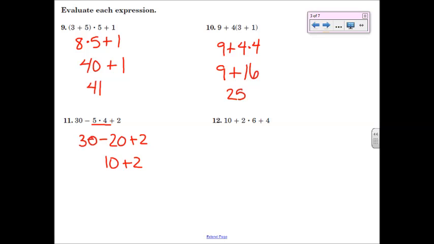And then I'm going to keep going to the right, so 10 plus 2 is 12. Next one, very similar. We have no parentheses, no exponents, but we do have a multiplication. So I'm going to do that first, and I'm going to have 10 plus 2 times 6 is 12 plus 4. And again, I have an addition subtraction step, and I just move from left to right. So 10 plus 12 is 22, and then plus 4 is 26.